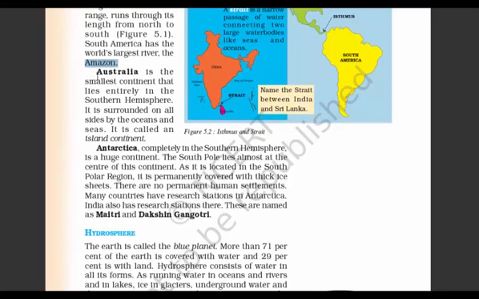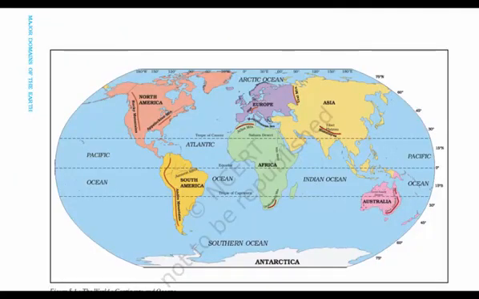Now coming to Australia, it is the smallest continent that lies entirely in southern hemisphere. Now have a look at Australia, that is pink in color. It is the smallest continent, surrounded by water everywhere. So this is also called the island continent. The only island continent is Australia.